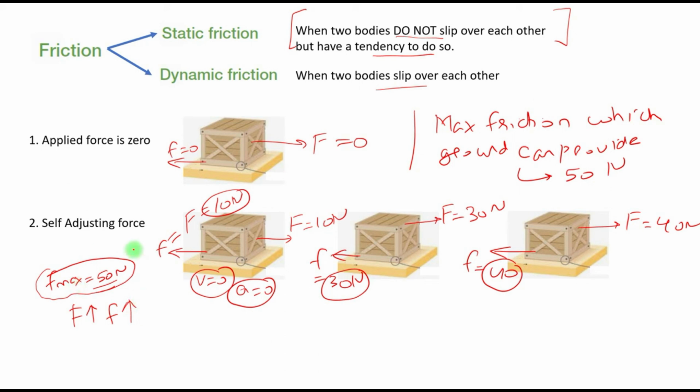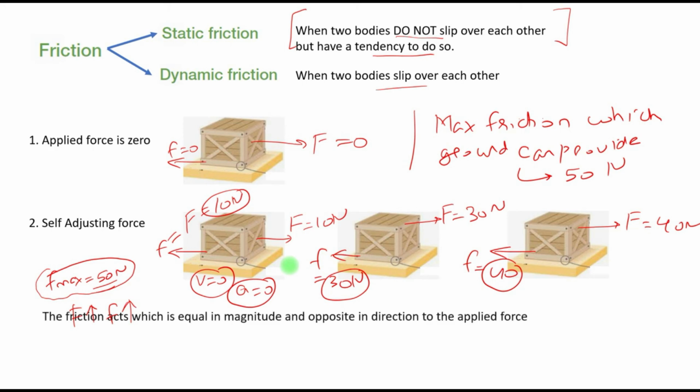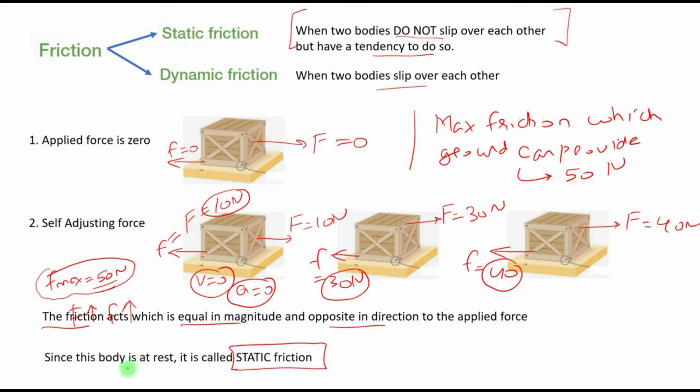Now the catch is, in this particular case, both these bodies are not moving, so they are not actually slipping. So let me give you the definition of this. This friction, which is equal in magnitude and opposite in direction to the applied force, is what we call static friction. Static because the body is at rest, right? So that's why we say that static friction is actually a self-adjusting force. It keeps on increasing depending on the applied force. Okay, so please make notes for this, and then we continue.